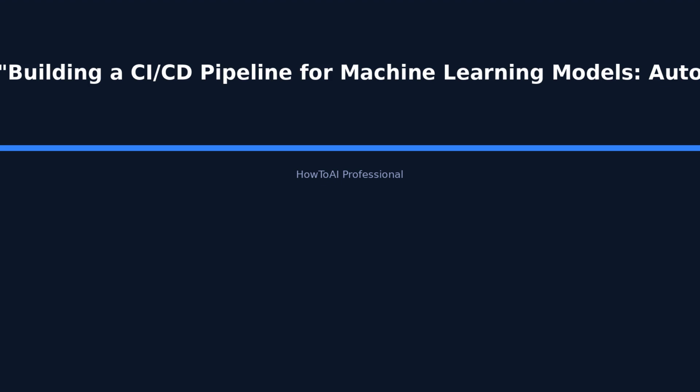Now that we have outlined the key components, let's walk through a step-by-step guide to building a CI/CD pipeline for machine learning models. Step 1. Set up version control. Start by initializing a Git repository for your project. Organize your code into clear directories for data, scripts, models, and tests. If you're using DVC, initialize it in your repository to manage your datasets and model files.